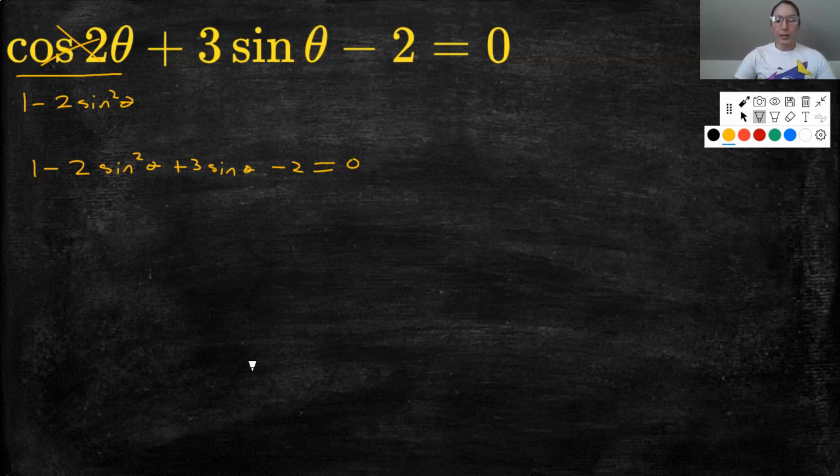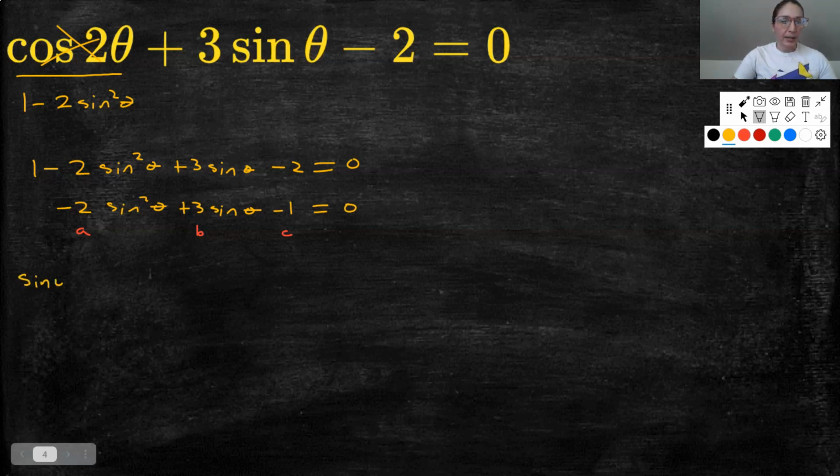Okay, let's consolidate some stuff. I have a 1 over here and I have a minus 2 over here. Negative 2 sine squared theta plus 3 sine theta, 1 minus 2, negative 1. So I combine the negative 2 and the positive 1 together. These guys equal 0. Hey, it looks like I have a quadratic where negative 2 is my A, 3 is my B, negative 1 is my C. Let's throw this into the quadratic formula. So we're going to solve for sine theta here.